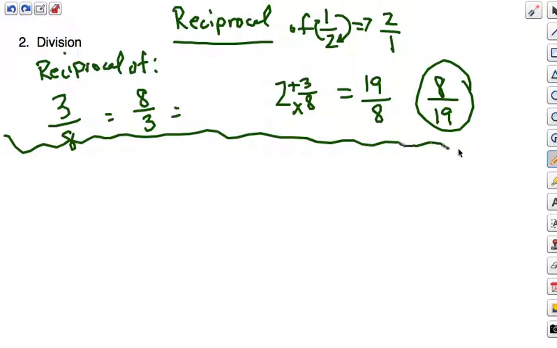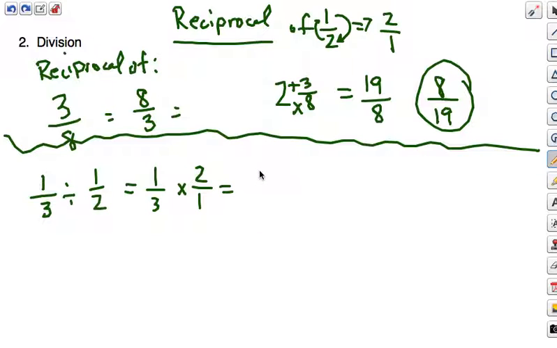Now that we've looked at that, let's look at how we are going to divide our fractions. We want to find the quotient of 1/3 and 1/2. When you're dividing fractions, you rewrite it as multiplication and multiply by the reciprocal. So 1/3 times 2 over 1 is 2/3.